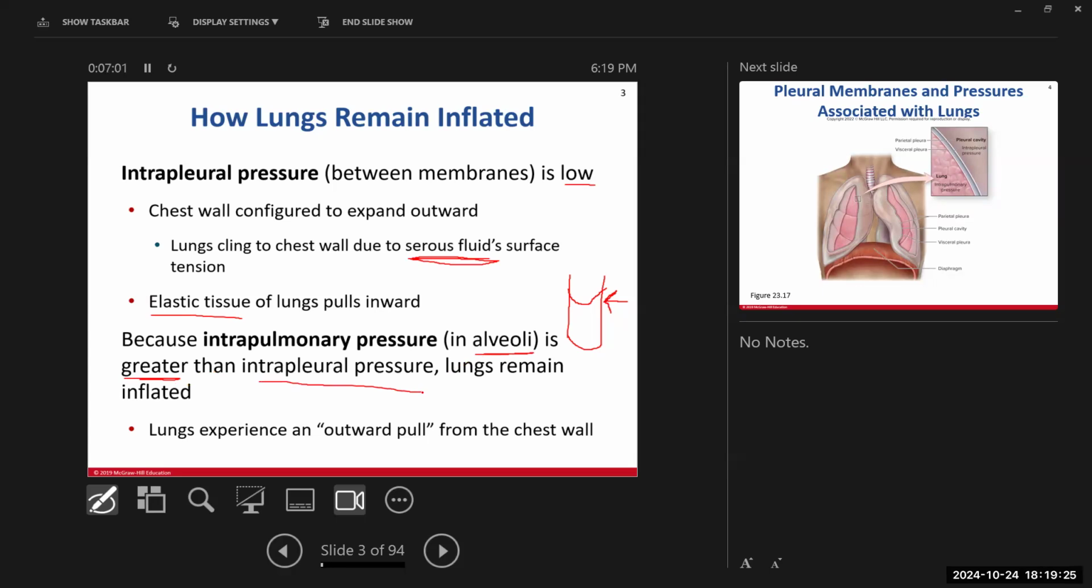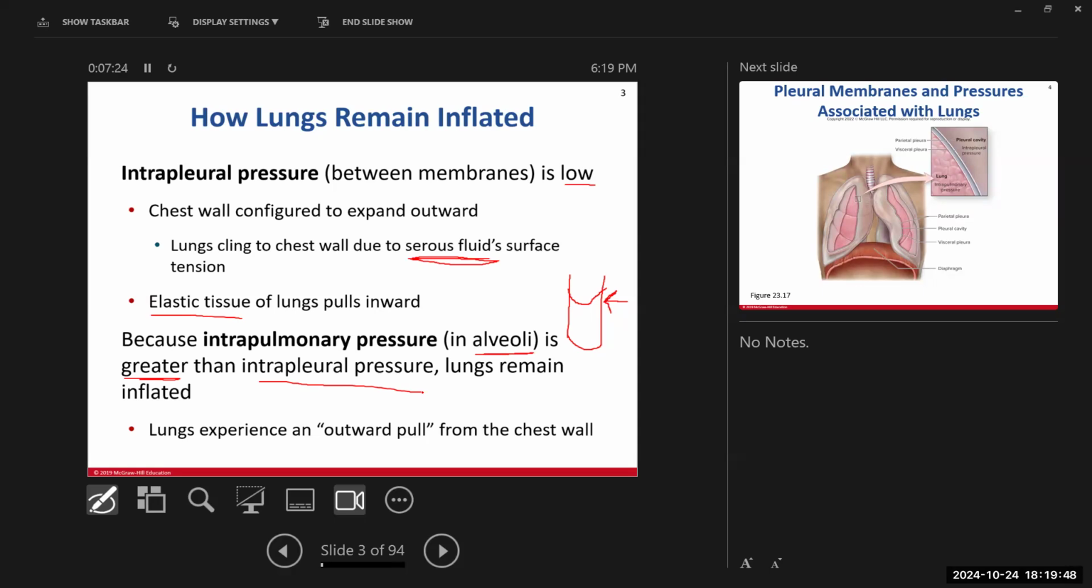So we've dealt with pressure gradients before in chapter 19. We're going to deal with pressure gradients again in chapter 23. So you all kind of understand that concept. Things are going to move down their pressure gradient. Blood moves down its pressure gradient. We're going to see how air is going to move down its pressure gradient in chapter 23. So there's going to be a slight comparison between the two.